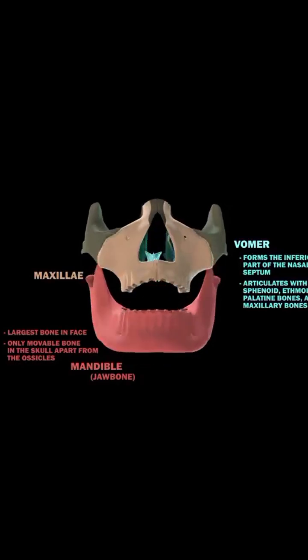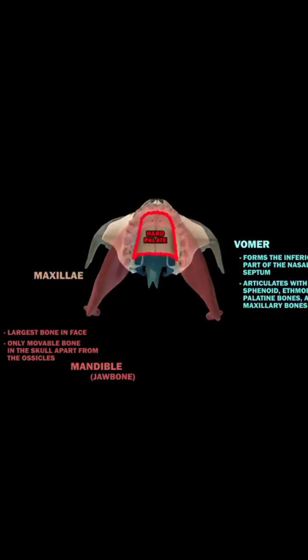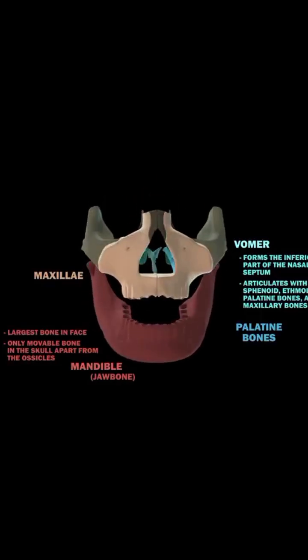The other unpaired facial bone is the vomer, which forms the inferior part of the nasal septum and articulates with the sphenoid, ethmoid, palatine bones, and maxillary bones. A pair of maxillae are fused together at the inner maxillary suture to form the bone of the upper jaw. This includes the hard palate in the front of your mouth. The 2 palatine bones, together with the maxillae, comprise the hard palate. They are located at the back of the nasal cavity.